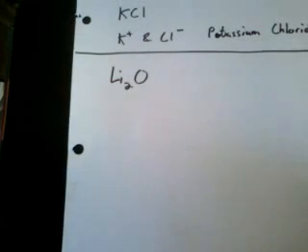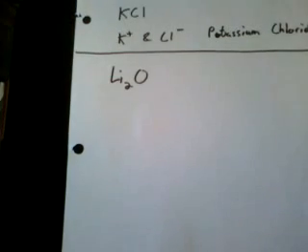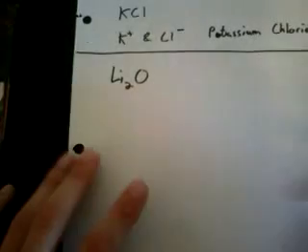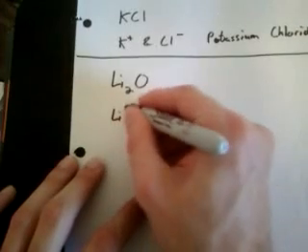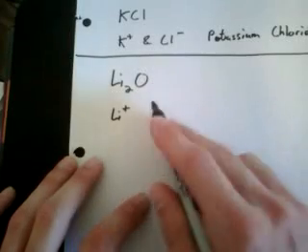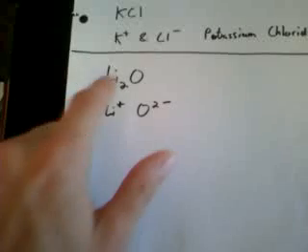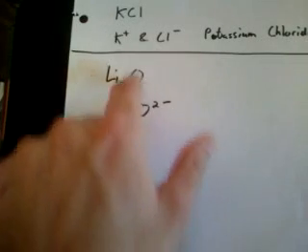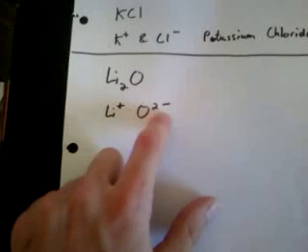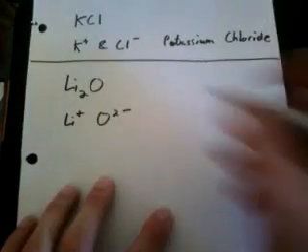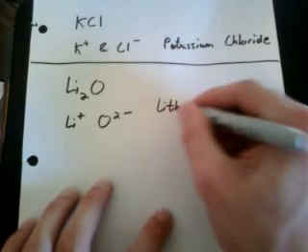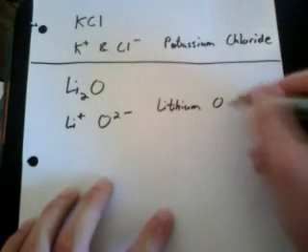Li2O. How do we name this? Well, again, this is also one of those binary ionic compounds. There's only two different types of elements in here. It looks like we have the lithium ion, Li+, and the oxide ion, O2-. Notice that there are two lithium atoms to cancel out this -2 charge that the oxygen brings. So the name for this, we would call it lithium oxide.